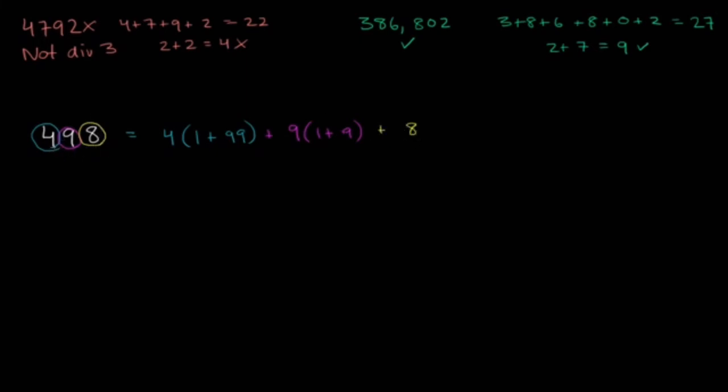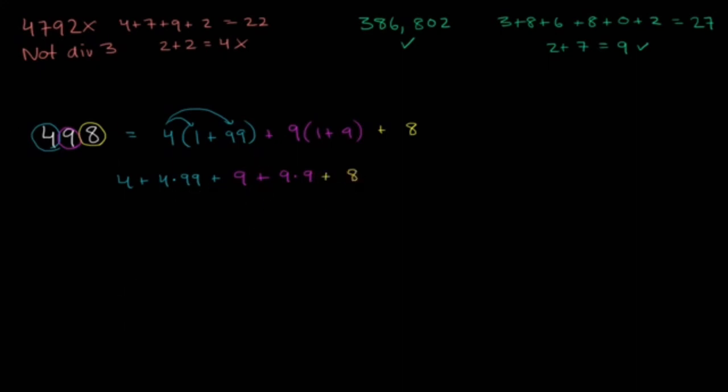Now, we can distribute this 4. This is 4 times 1 plus 4 times 99. So it's 4 plus 4 times 99. Actually, let me write it like this. Let me write it first like 4 plus 4 times 99. Do the same thing over here. This is the same thing as plus 9. Let me do that in magenta. Plus 9 plus 9 times 9. And then finally, I have this 8 right over here.